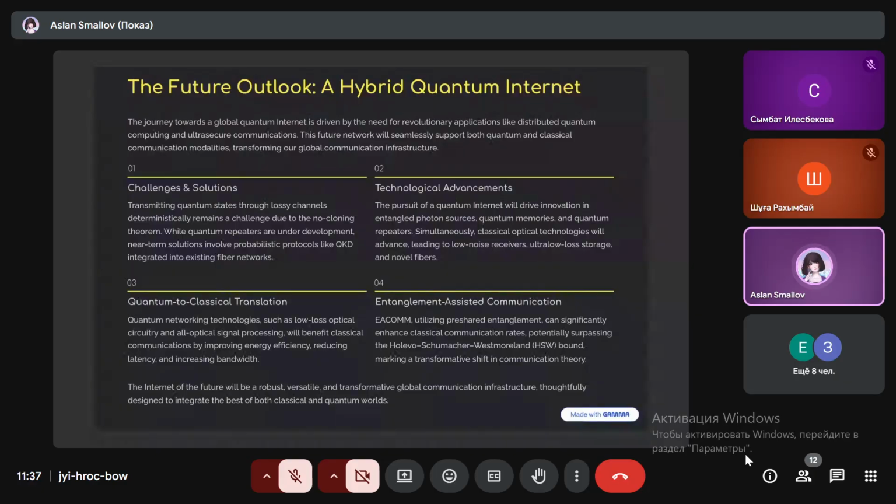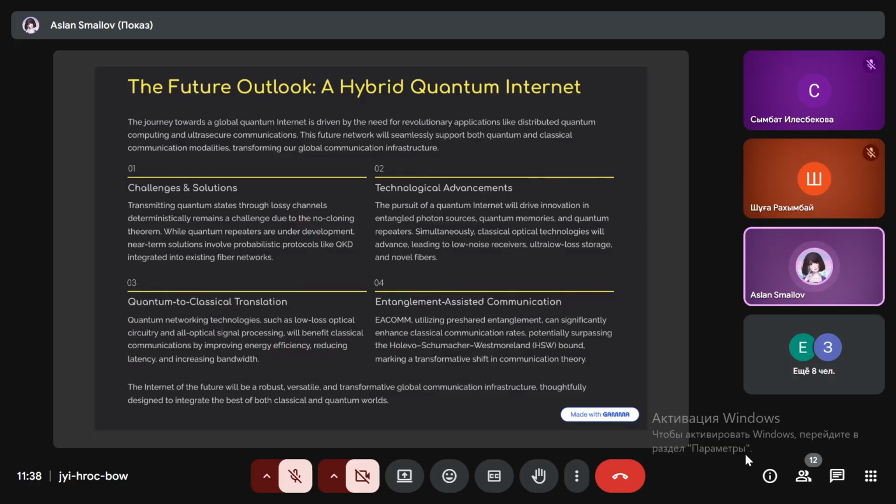Next one is technological advancements. The pursuit of quantum internet will drive innovation in integrated photon sources, quantum memories, and quantum repeaters. Simultaneously, classical optical technologies will advance, leading to low-noise receivers, ultra-low-loss storage, and novel fibers.